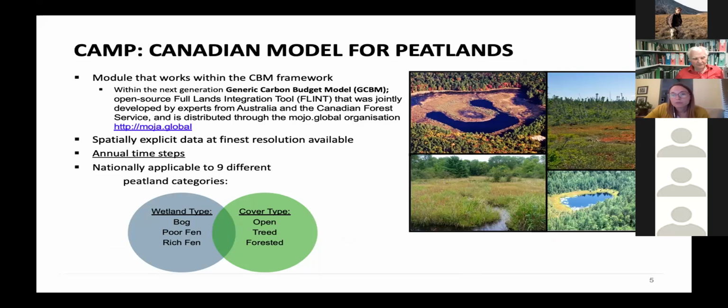What's interesting about this tool is it's spatially explicit. We can put it pretty much at any resolution that your computer has the capacity to run. It works in annual time steps, and for the CAMP model, we made sure it was nationally applicable to 9 different peatland categories. And these were the intersection of wetland type and tree cover type.